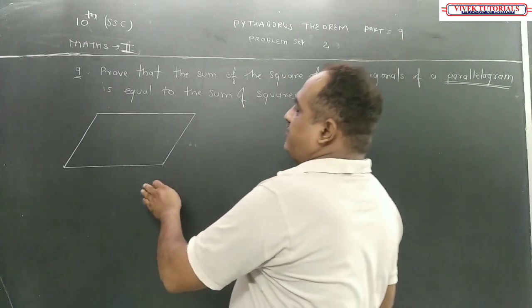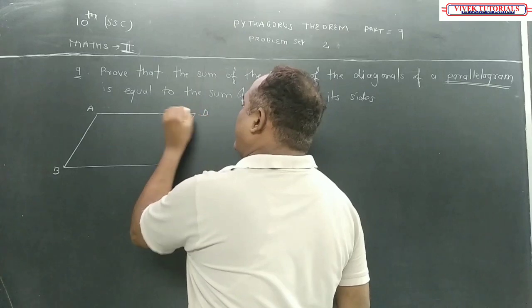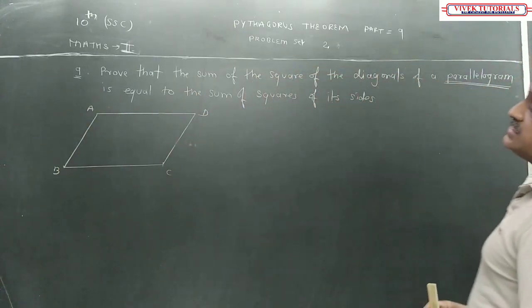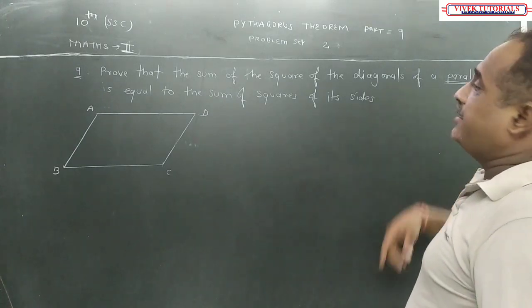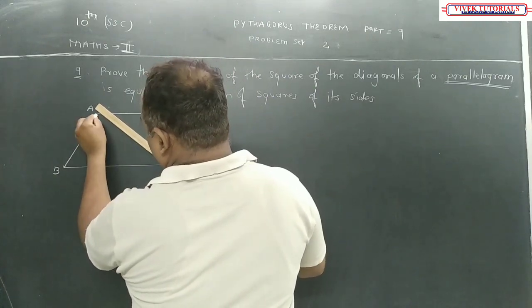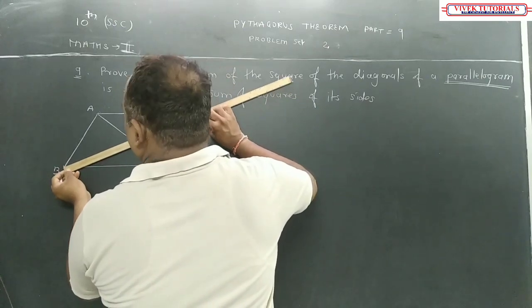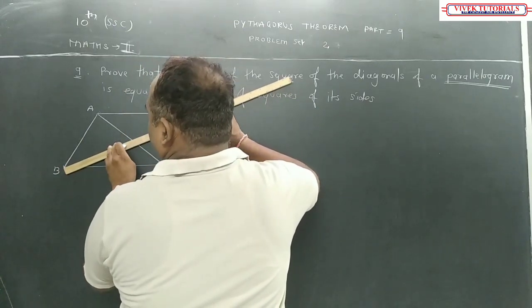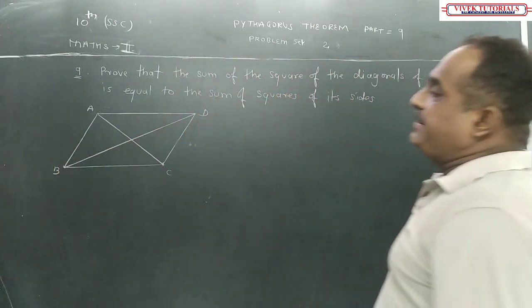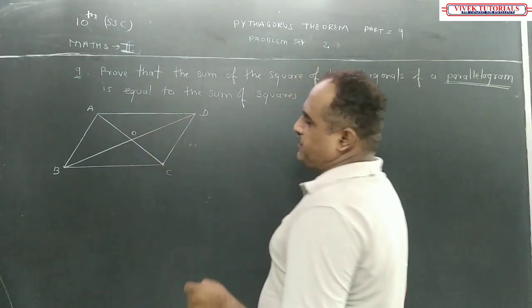Now I have drawn the figure of parallelogram. Suppose I am taking ABCD is a parallelogram in which AB is parallel to CD and BC is parallel to AD. They have asked what? Prove that sum of the square of the diagonals, means I have to draw the diagonals. Sum of the squares of the diagonals. So we can take O as a point of intersection.